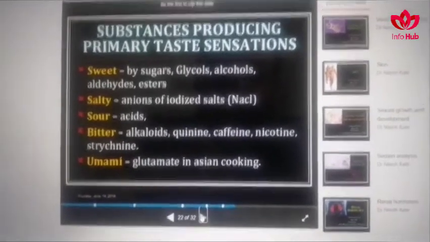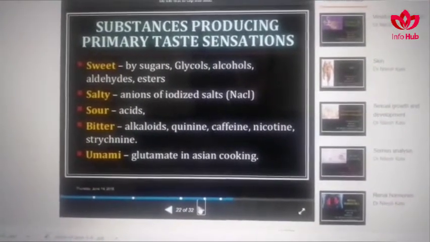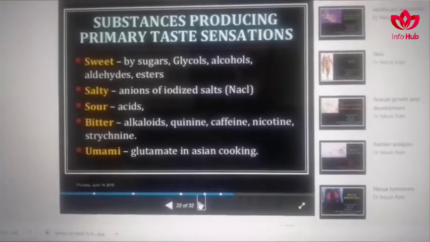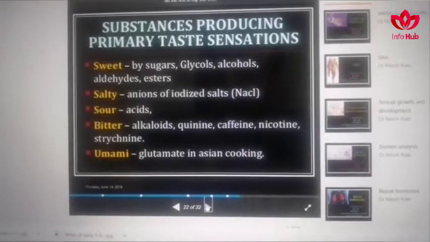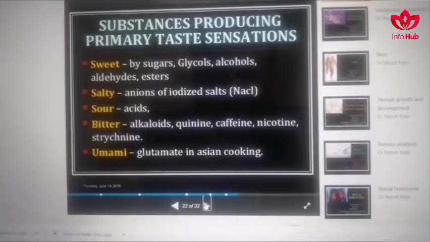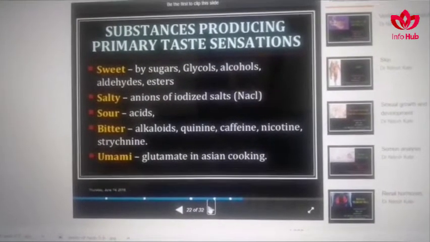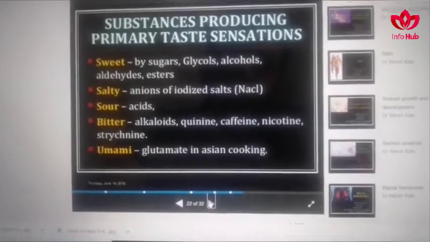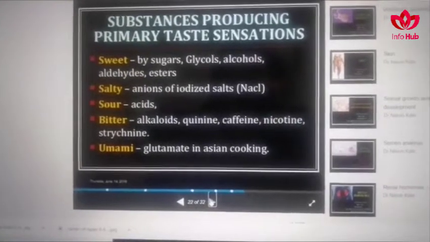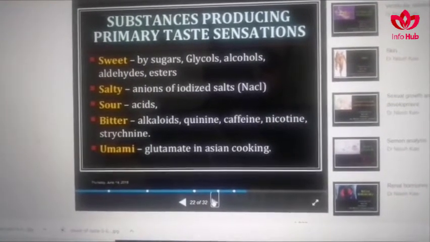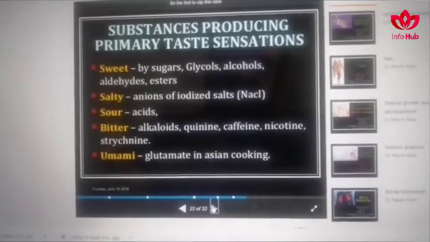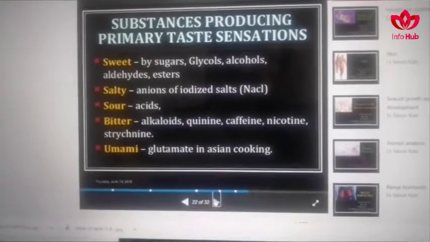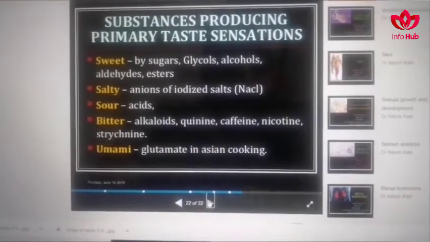So sweet is produced by the sugars, sour is by acids, and salt, you know about salt. Bitter, you are well aware of the bitter also, but if you don't know, then you should know that quinine, which is a tablet used for malaria, caffeine, which you use mostly in coffees, and nicotine, which cigarette smokers are well aware of, but they haven't, I guess, tasted it, so it will be better in taste.